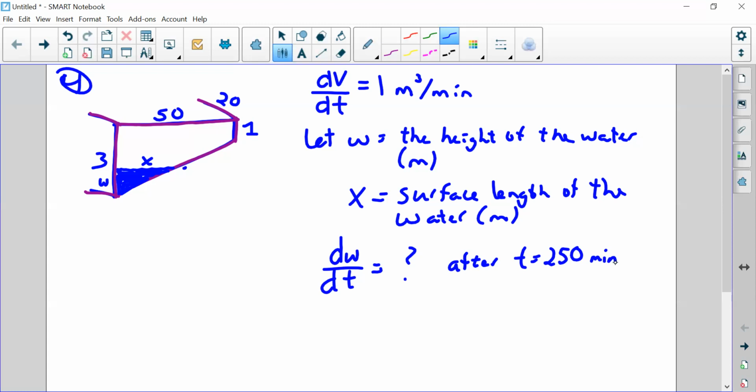Okay, so I have a rate that I know and a rate I need to figure out. So I have volume and I have this W. So my goal is I need to figure out an equation that involves those two variables, W and V. So what is an equation that can involve that W and that V?